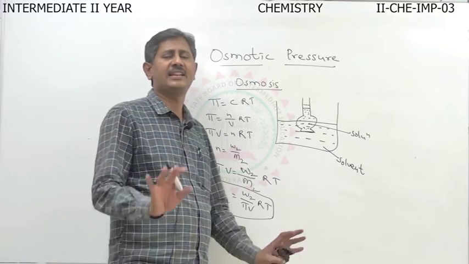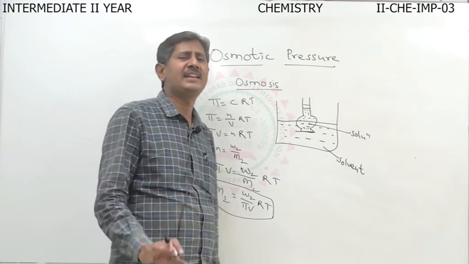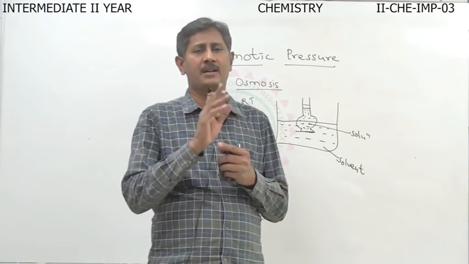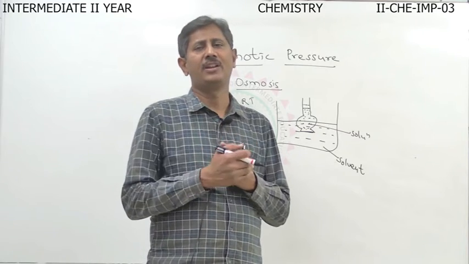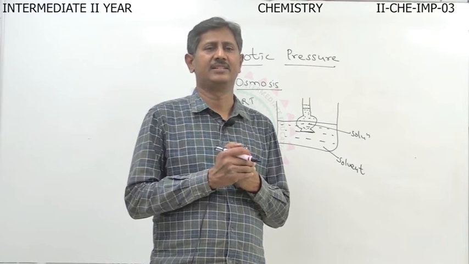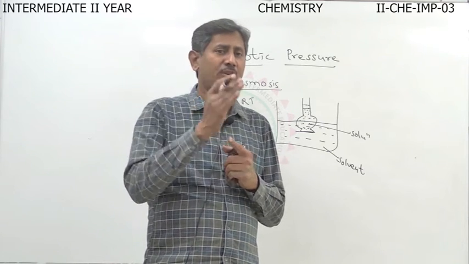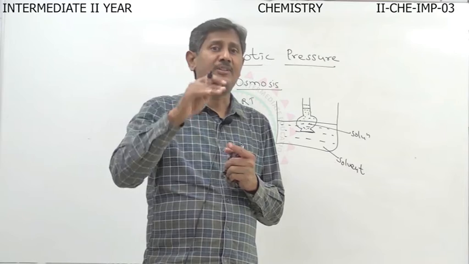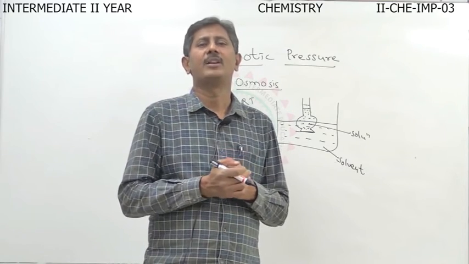Right? These are the colligative properties. Generally, you can get a compulsory question from relative lowering of vapor pressure. Definitely, we can get a question regarding that one. Here, from relative lowering of vapor pressure, we have to calculate the molar mass.